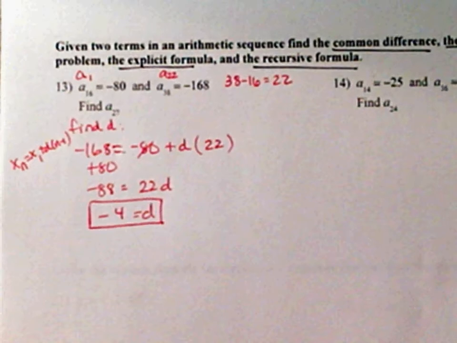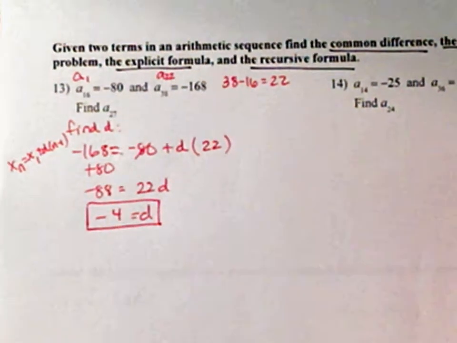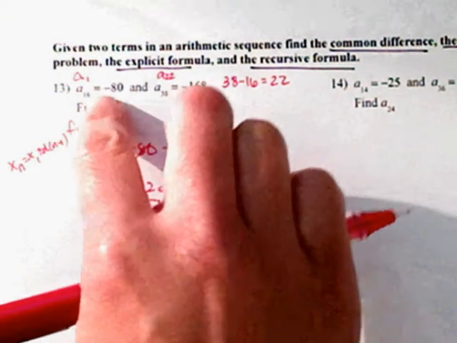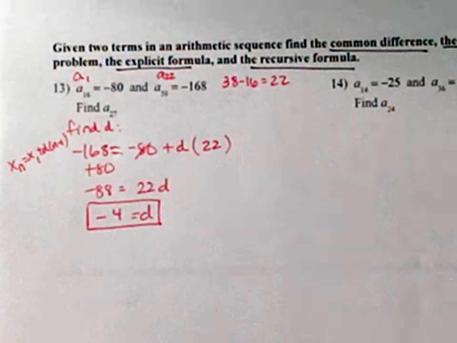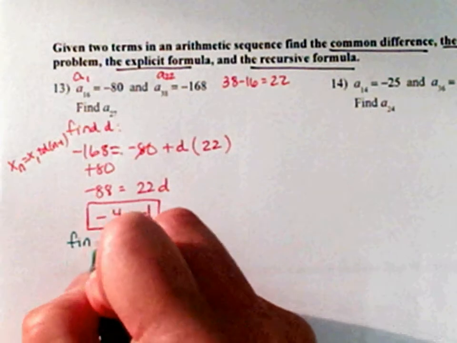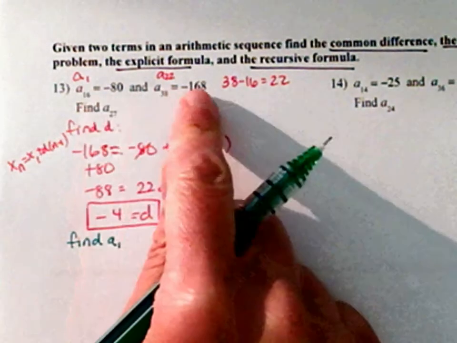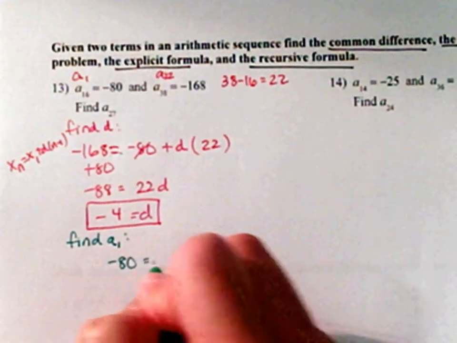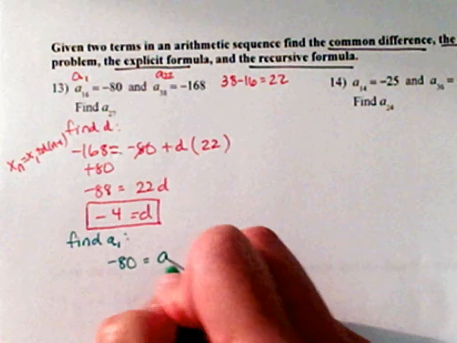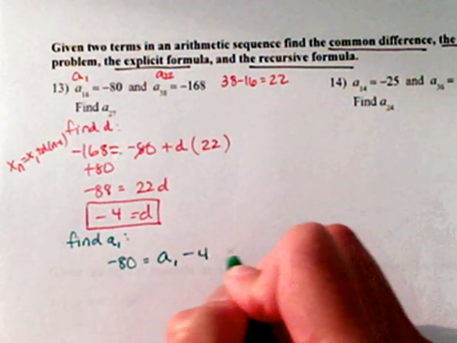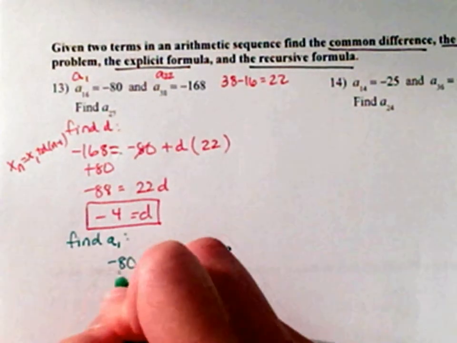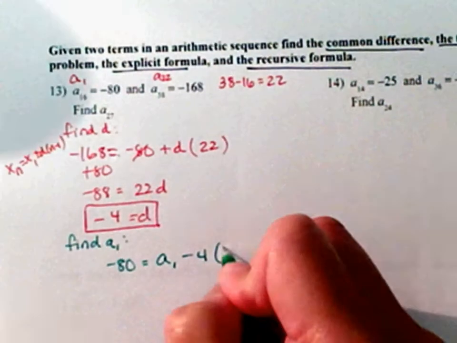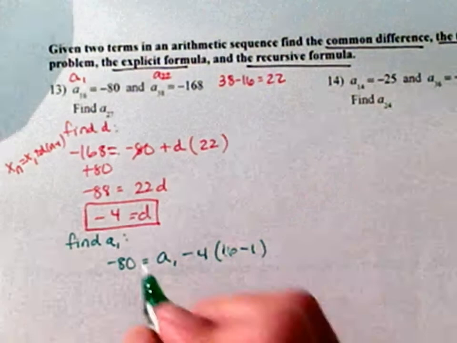All right. Now, it says, find the term name, a of 27. Well, I found my D, but I don't know what a of 1 is. So I got to go find a of 1. So to find a of 1, I'm going to use either one of these. Let's go ahead and use this one. So you're going to have -80 equals, I don't know what my first term is. My D is -4. And what is your n? This one is 16. So 16 minus 1. Okay. Let's go ahead and do the math.